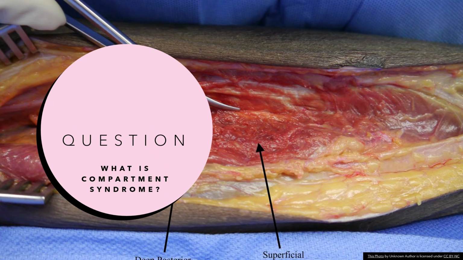Right? So, what is compartment syndrome? It's a condition where increased pressure within a muscle compartment restricts blood flow. This can lead to severe pain, tissue death, and permanent damage if untreated. It is considered a surgical emergency.